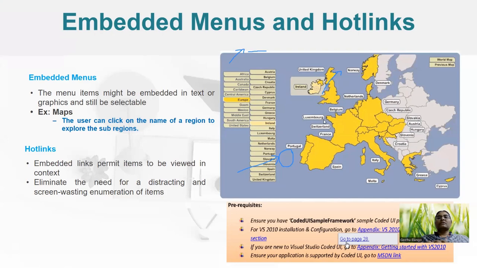Wikipedia. Okay, so if you get into any Wikipedia page, there will be some links provided. If you just move the cursor over that link, then immediately you will be getting a dialog box with a description about the particular keyword. So those are called embedded menus. Menus that are embedded in the running text or graphics.